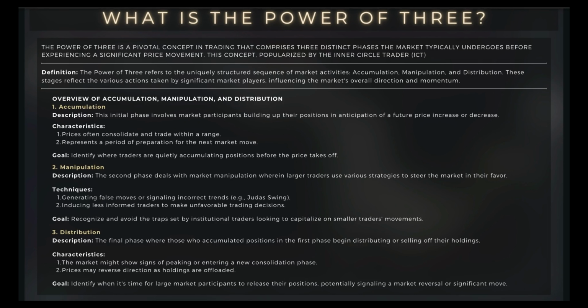Now number 2, manipulation. The description: the second phase deals with market manipulation, wherein large traders use various strategies to steer the market in their favor. Techniques: generating false moves or signaling incorrect trends, for example the Judas swing. That's just one of the many models there are out there according to ICT. Inducing less informed traders to make unfavorable trading decisions.